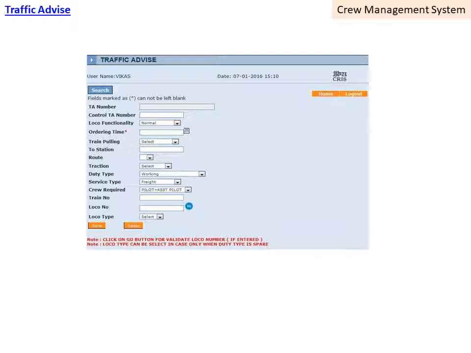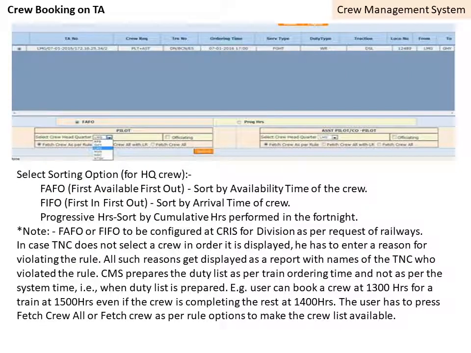This loco number is also integrated with the voice. In future we will not require this loco number directly; we can book with the loco number accordingly. Here the crew can be booked by first available, first out, or first in, first out. Both procedures are there. And progressive hours, which are periodical progressive hours.